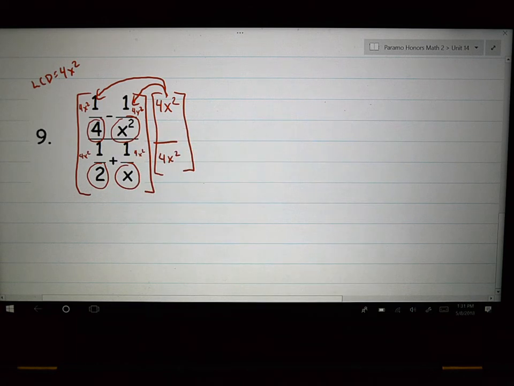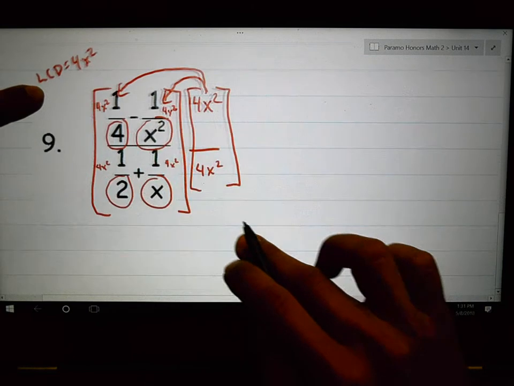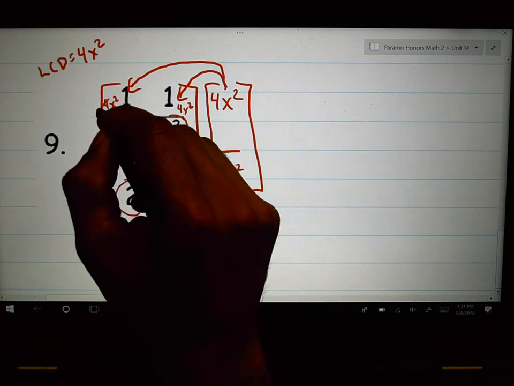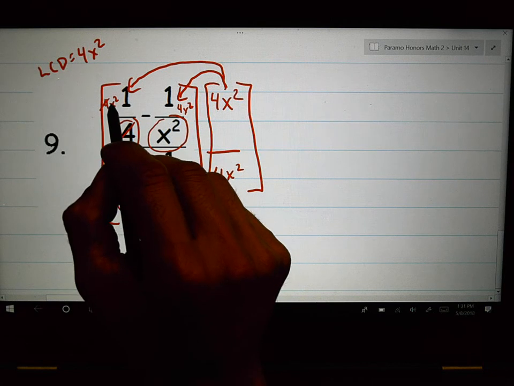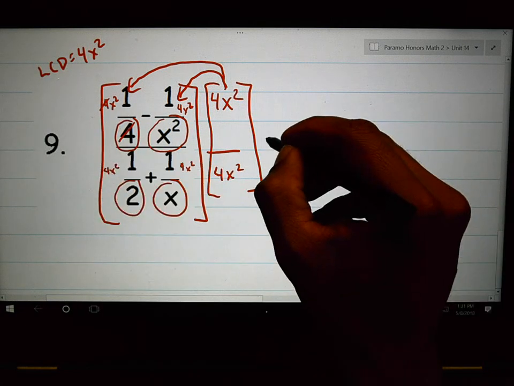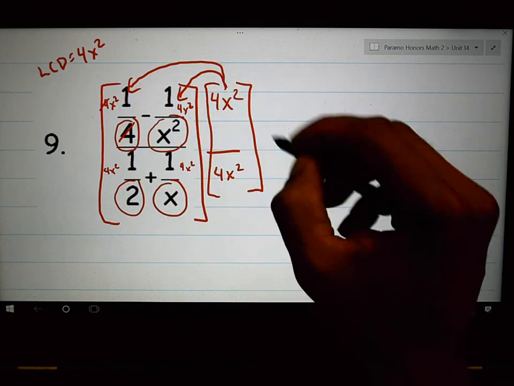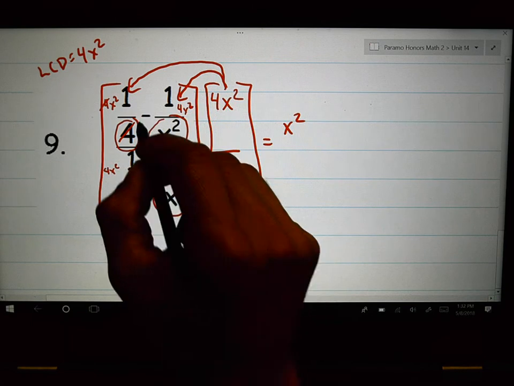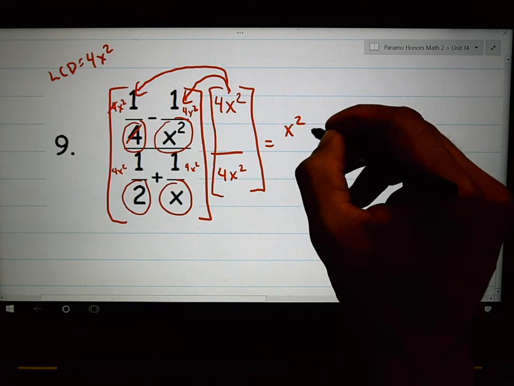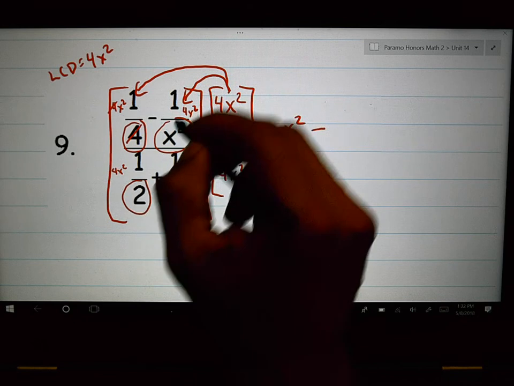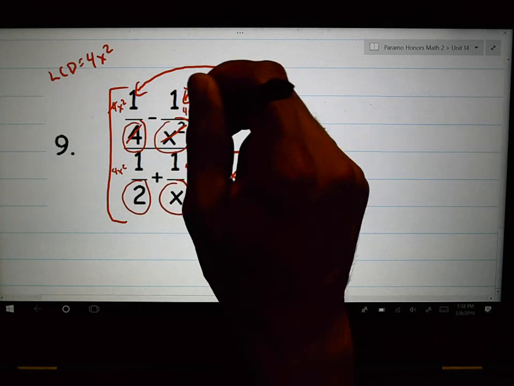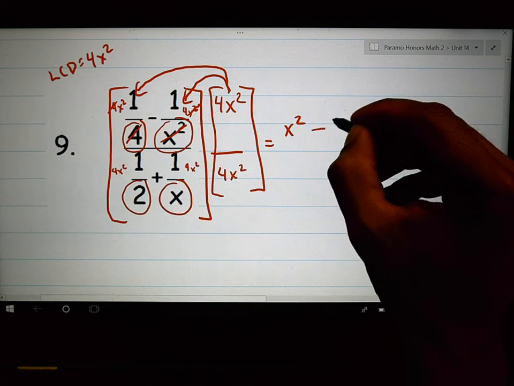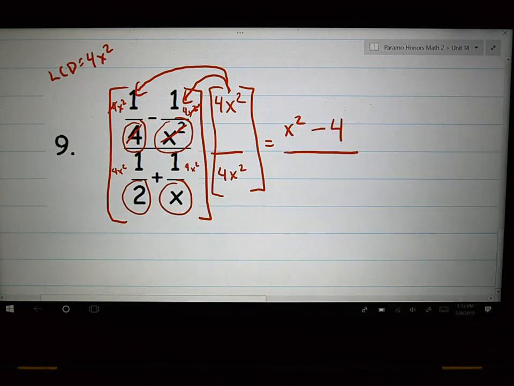What happens is the 4 goes into 4 one time. You're left with x squared times 1. So in this top left piece, you should have an x squared left. Minus, x squared goes into x squared one time. You're left with 4 times 1. That's what your numerator is.